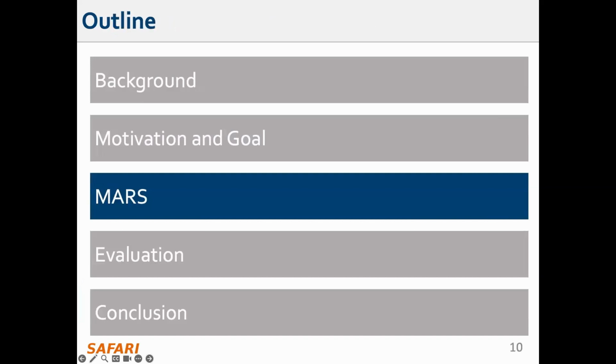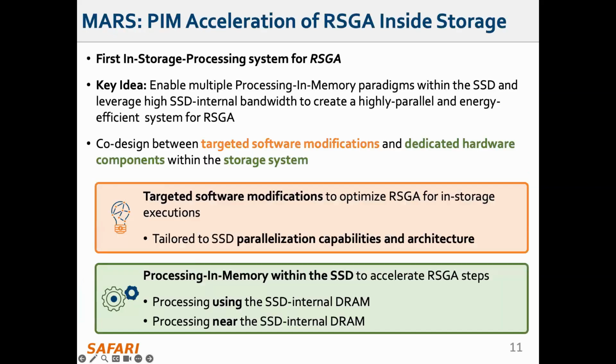Let's now have a closer look into the system we designed. So we introduced MARS, the first in-storage processing system for RSGA. Our key idea is to move the computation closer to where the data actually resides, so inside the SSD. We also enable multiple processing in-memory paradigms within the SSD itself to create a highly parallel and energy-efficient system for raw signal genome analysis, thereby also exploiting the high SSD internal bandwidth and avoiding host data transfers.